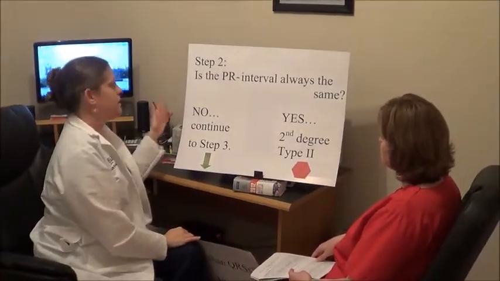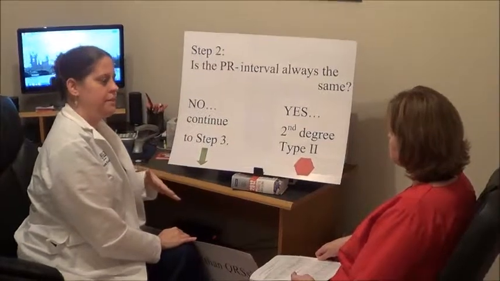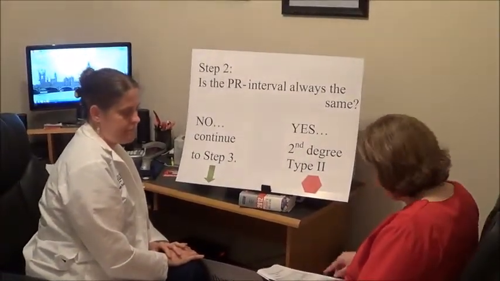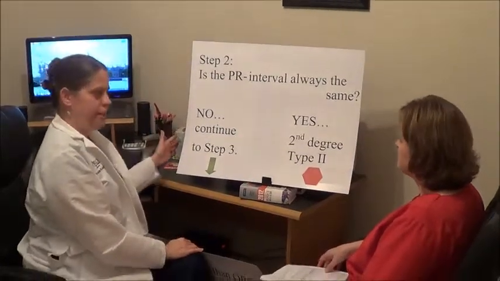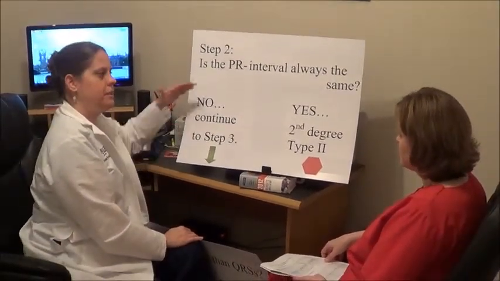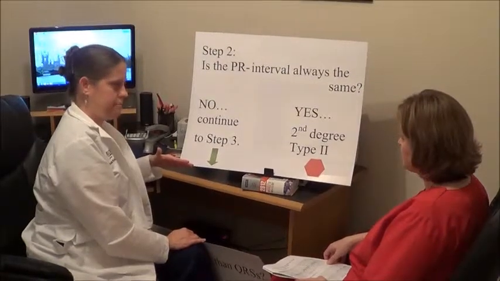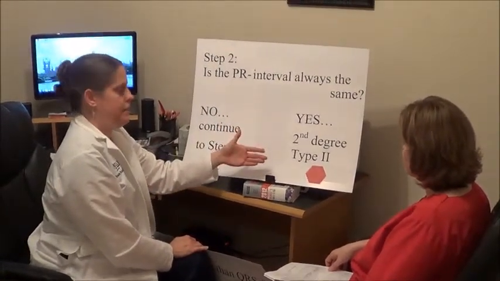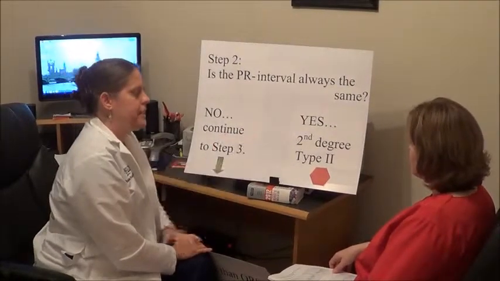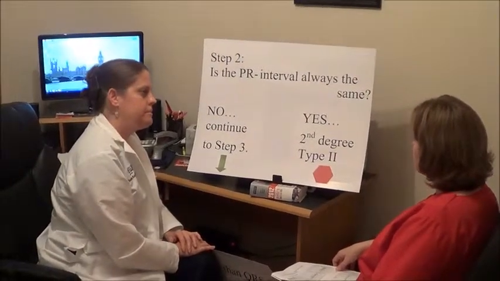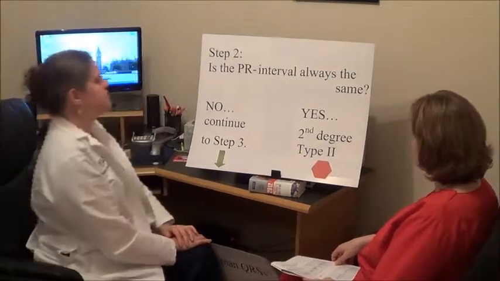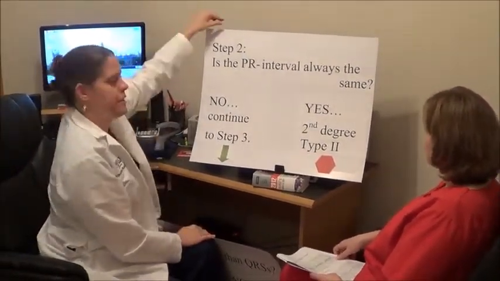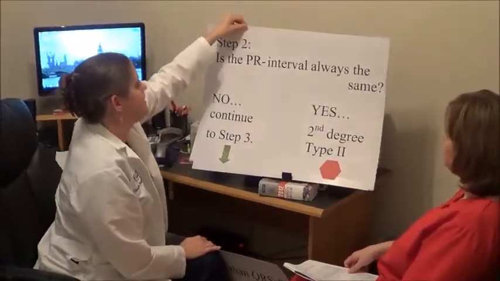Okay, step 2. Is the PR interval always the same? Is the length always the same? Let me see. No, it's not. Okay, so according to the algorithm, if you answer no, we're going to continue to step 3. But if you had answered yes, if the PR interval was always the same, then this would be considered a second degree type 2 heart block. This isn't so bad. No. You just follow the steps. Okay, sounds good. Okay, ready for step 3? I think so.